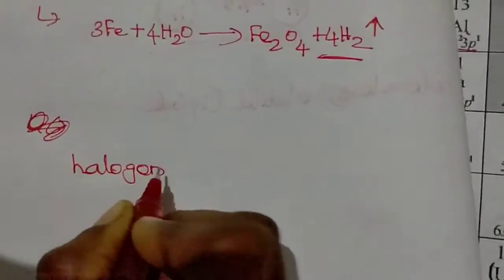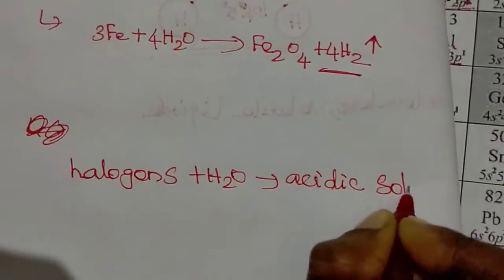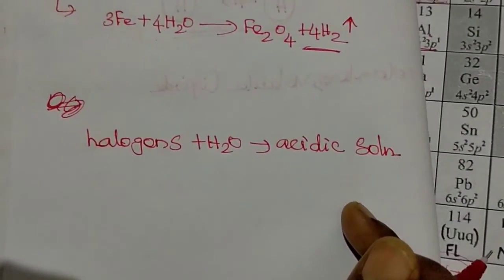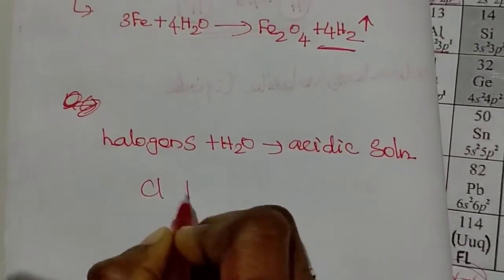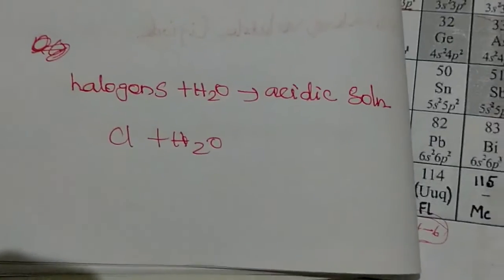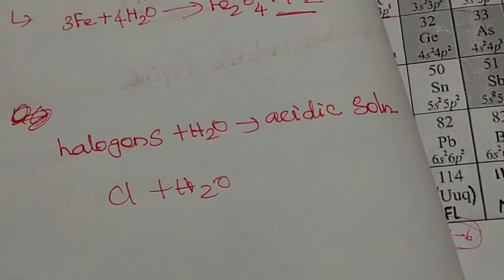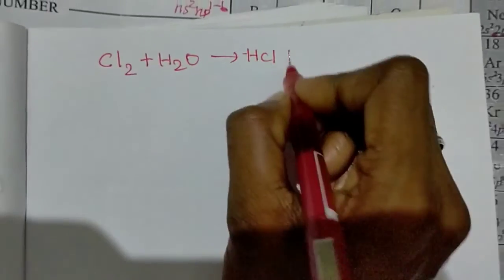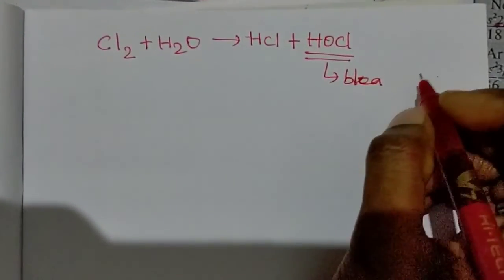Halogens with water produce acidic solutions. For example, chlorine forms hydrochloric acid and hypochlorous acid. The halogen chlorine combines with water and forms hydrochloric acid and hypochlorous acid. Hypochlorous acid is antibacterial, and chlorine water, with hypochlorous acid, we can use as a bleach. This is the reaction for a halogen with water, releasing hydrochloric acid and hypochlorous acid. So this is used as a bleach and for the antibacterial action of chlorine water.